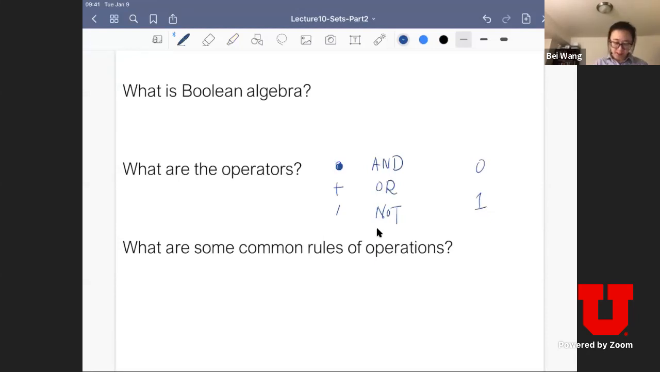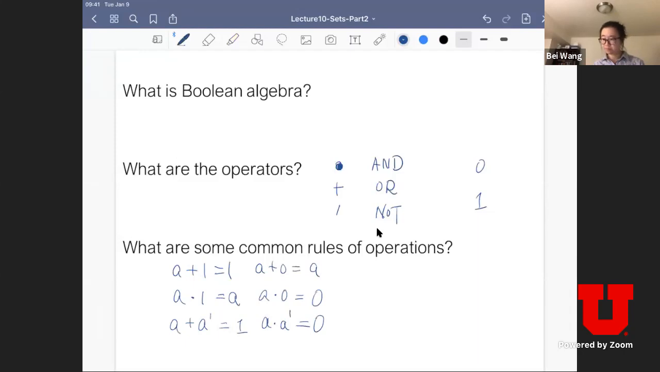If you recall, A or 1 is always 1. A or 0 is always A. A and 1 is A. A and 0 is 0. A or not A is 1, and A and not A is 0. Okay.